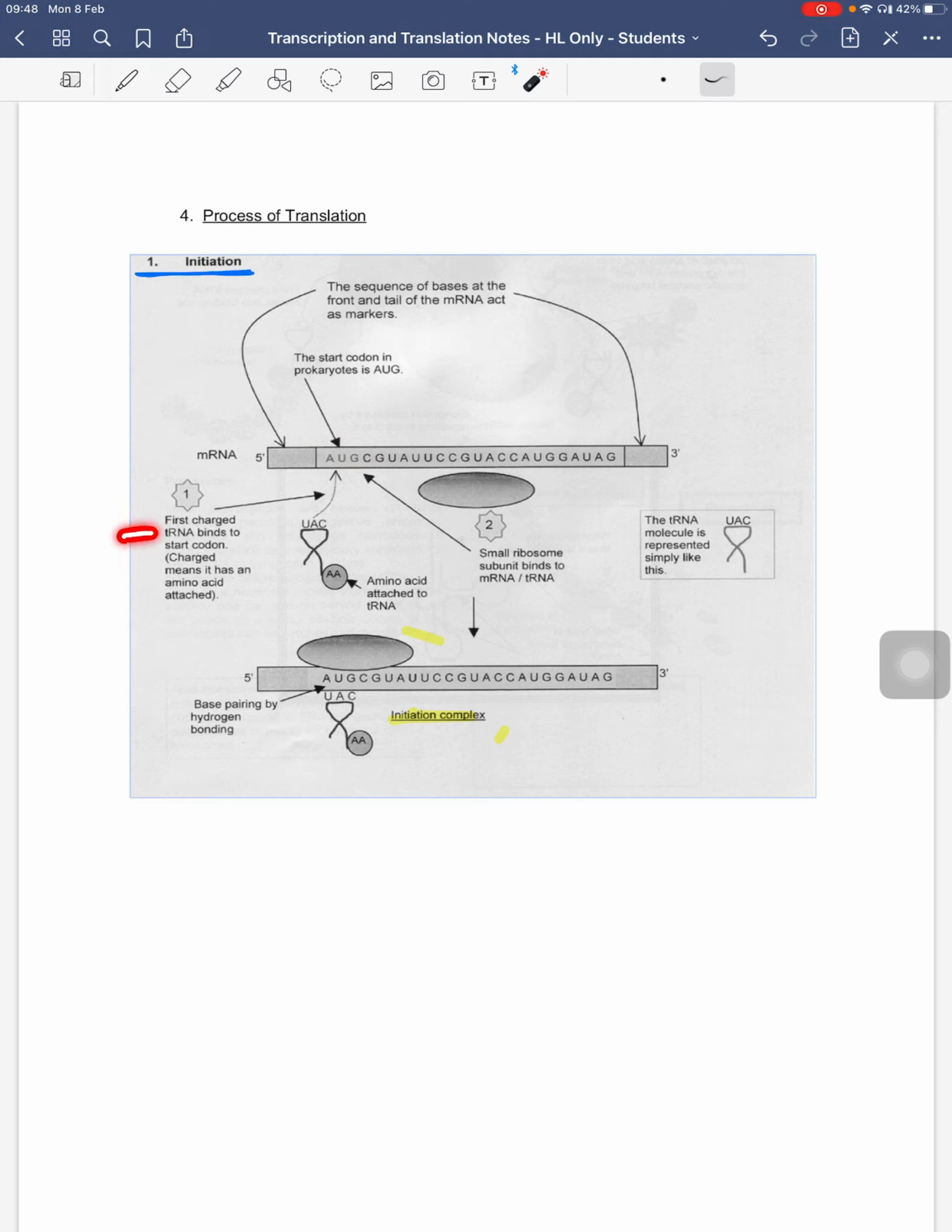What's going to happen is the first tRNA molecule, a charged tRNA molecule, is going to match with the start codon. At the same time, the small ribosomal subunit is going to attach also. And that's going to create what we call the initiation complex. So you see that all right here: the small ribosomal subunit, the mRNA, and the amino acid, the tRNA molecule. Okay?